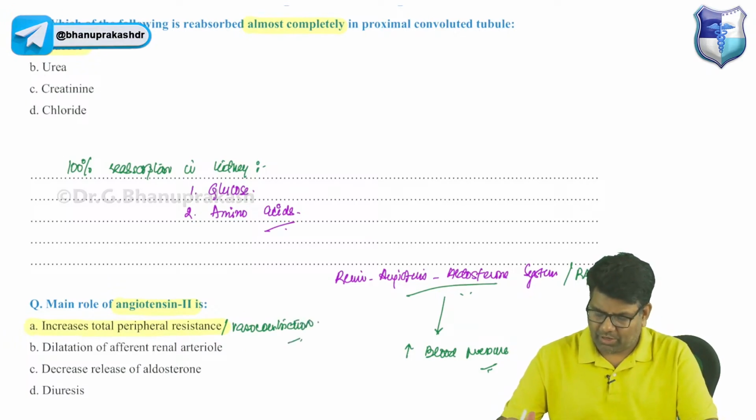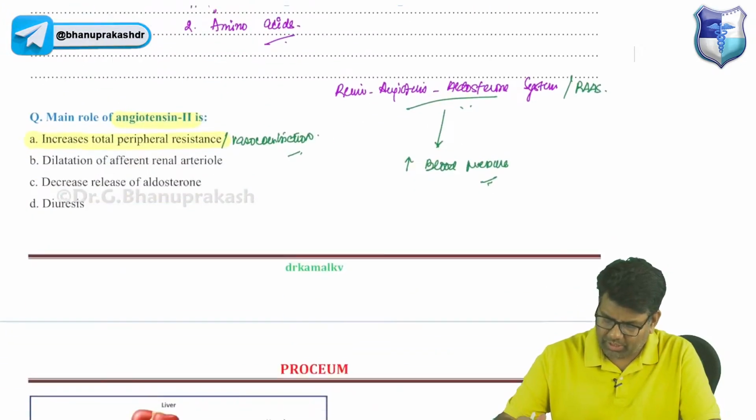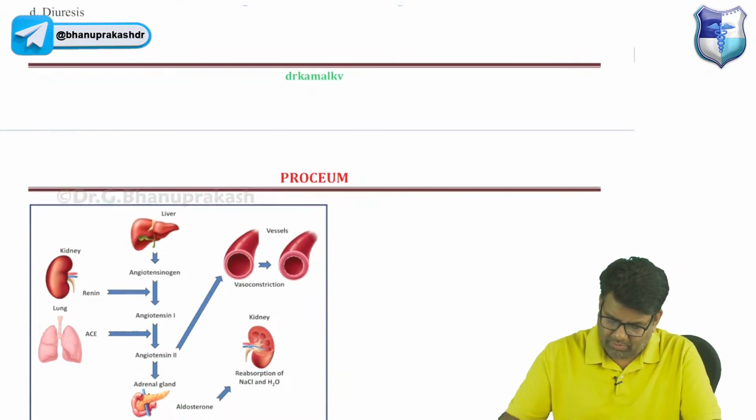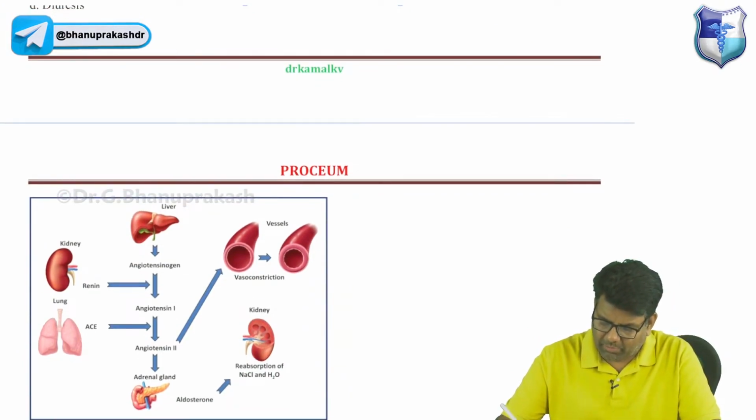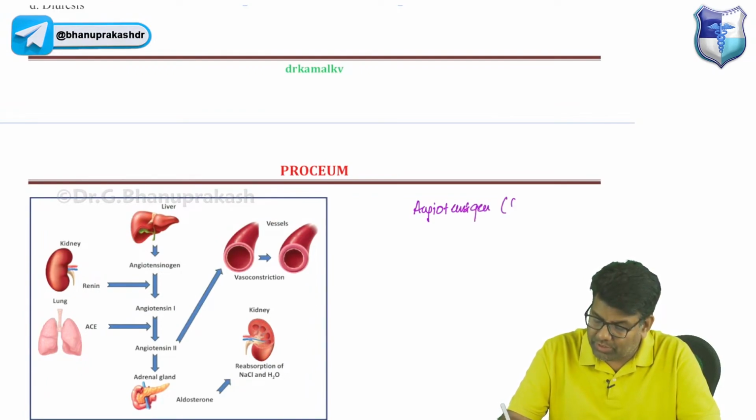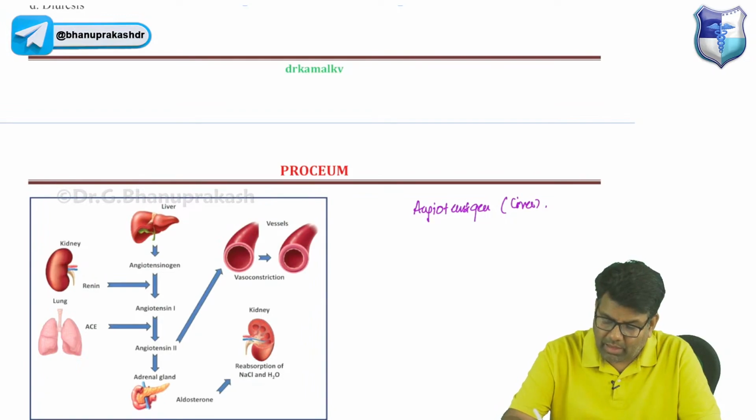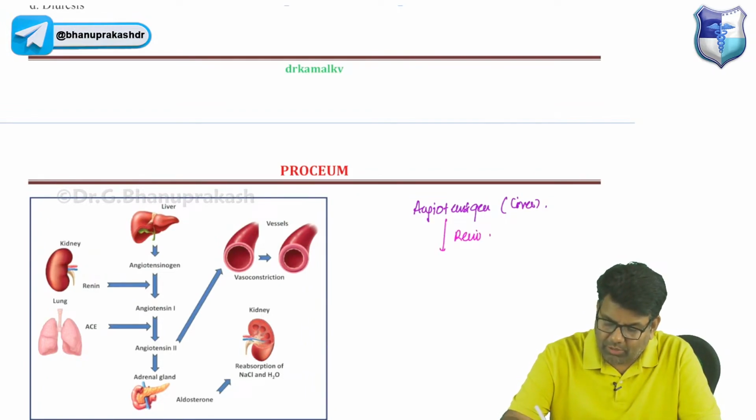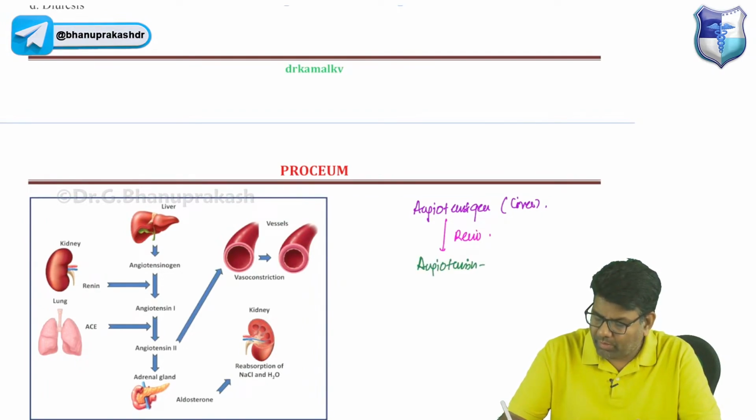Yes, to increase blood pressure. Now it involves a series of steps. Whenever there is hypotension, the initial substance is angiotensinogen, which is coming from the liver, and this is acted upon by renin, and it is converted into one more inactive substance, that is angiotensin 1.